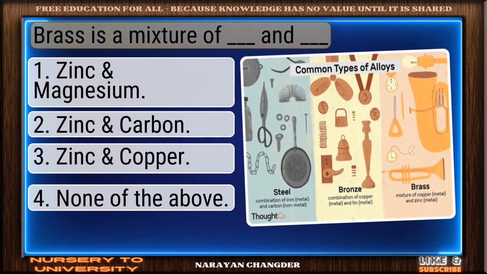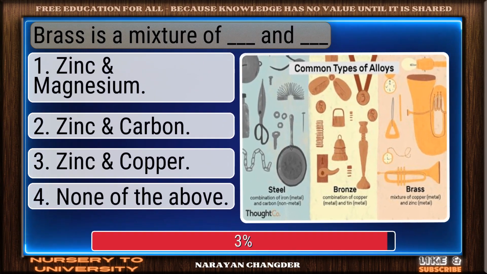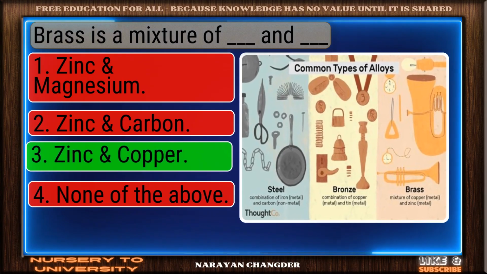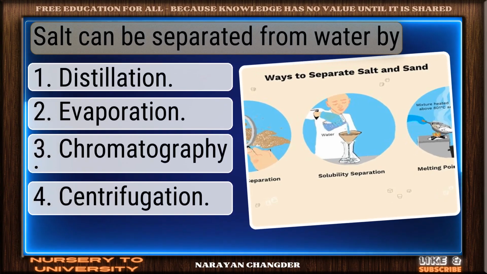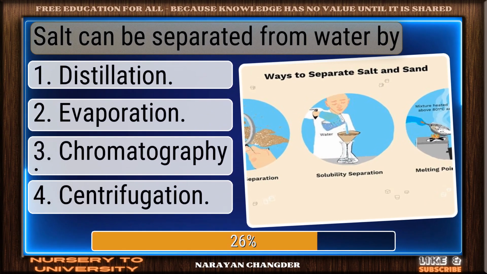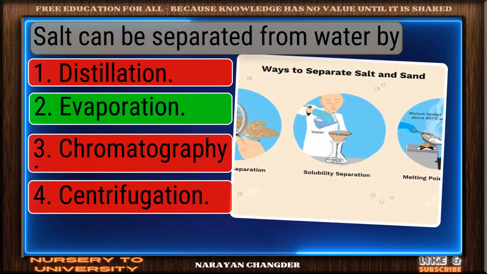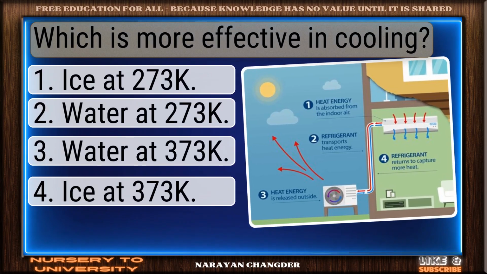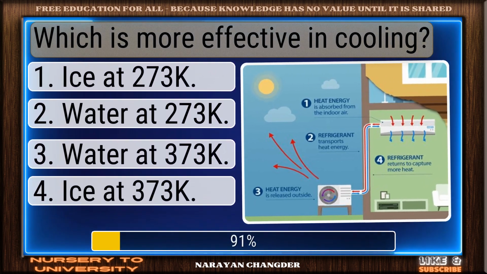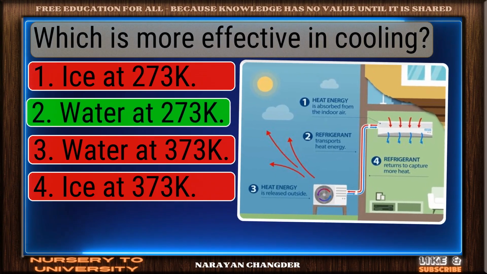Question number 246. Brass is a mixture of dash and dash. You chose zinc and copper, and it is correct. Question number 247. Salt can be separated from water by. Excellent. Evaporation is a brilliant choice. Question number 248. Which is more effective in cooling? Perfect. Water at 273 K is the correct choice.